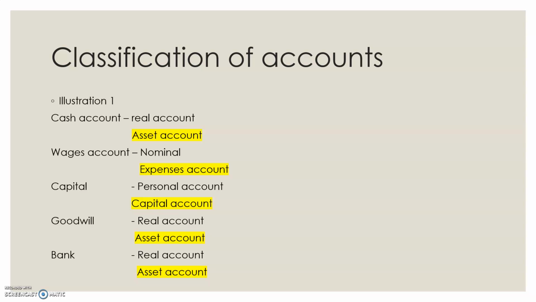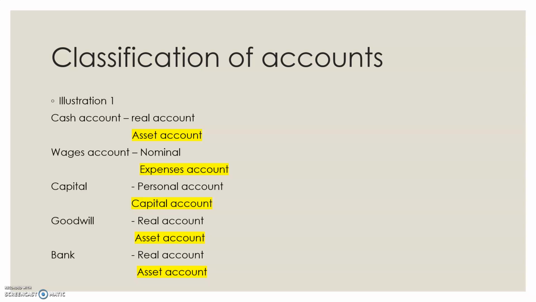So, classification of accounts. When you get your textbook, you will see illustration 1, where you will have to classify the asset. Today we are just going to see how to classify the accounts. The first one is the cash account. We have learned two classifications: the traditional classification as real, nominal and personal, and the modern classification, or the American approach, as assets, liabilities, capital, expenses and incomes. So in the first problem, we'll see both the methods.